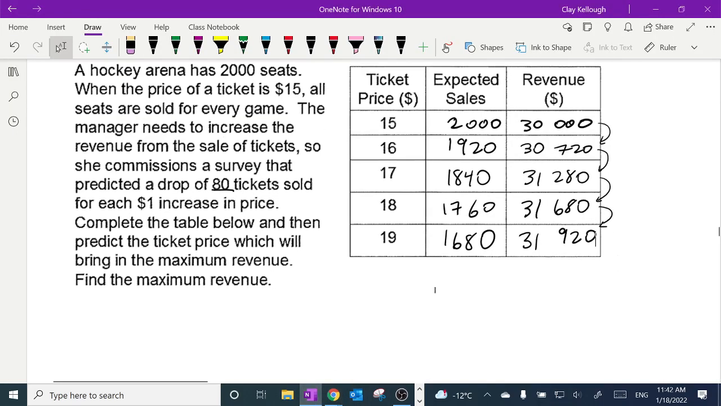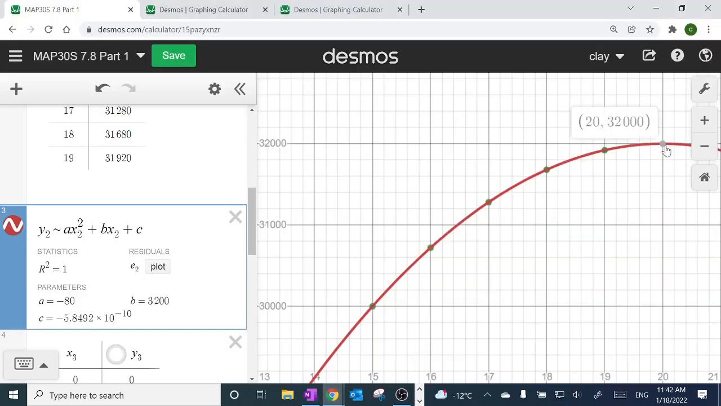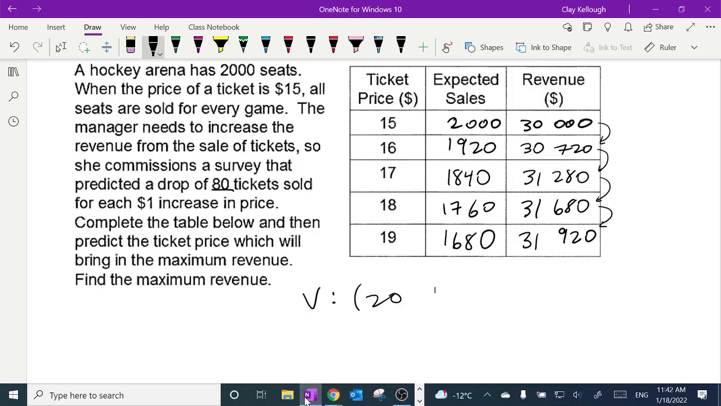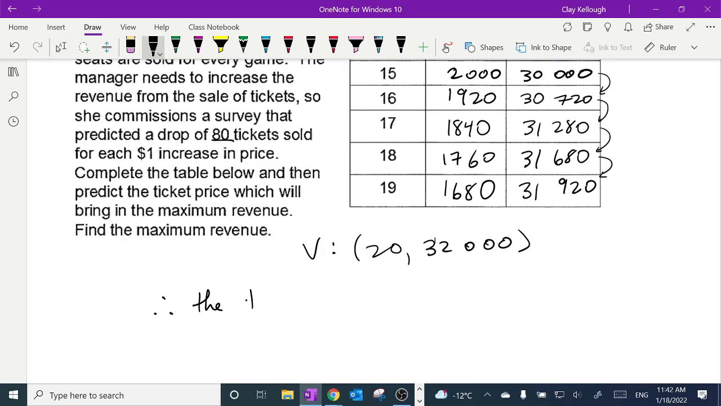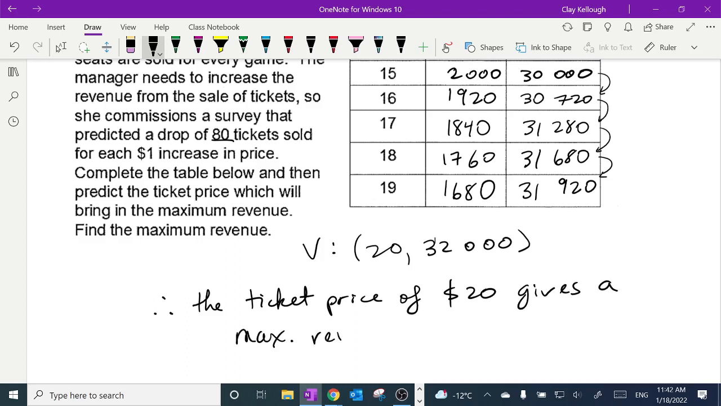So complete the table below and then predict the ticket price. Notice it doesn't ask for the equation this time. Fine, so I won't bother writing it down. But I'll write down that the vertex is 20, 32,000. So again, what do those two numbers tell you? The ticket price of $20 gives a maximum revenue of $32,000. So where would 20 have been on here? 20 would have been 80 less. So having 400 empty seats but charging $5 more a ticket is the best business strategy in this case.